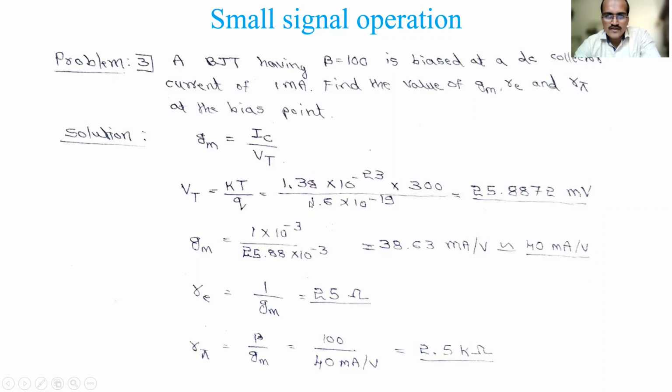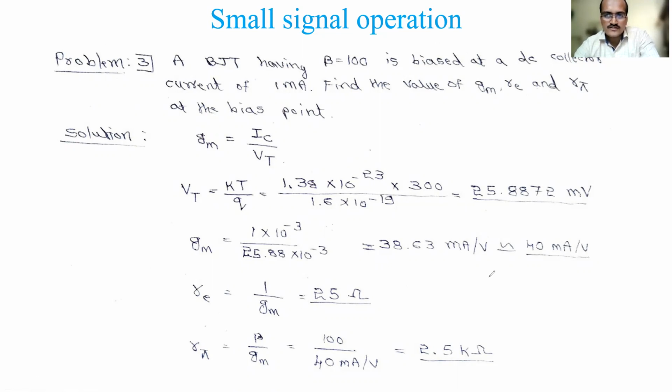So directly, VT is approximately 26 millivolt. gm for a collector depends on the collector current. If collector current is given as 1 milliamp, then definitely it will come 40 milliamps per volt. Then we have to calculate re. So re is 1 by gm, simple calculation. Substitute gm as 40 milli, so 1 by 40 into 10 to the power minus 3. You will get 25 ohm as the re value.